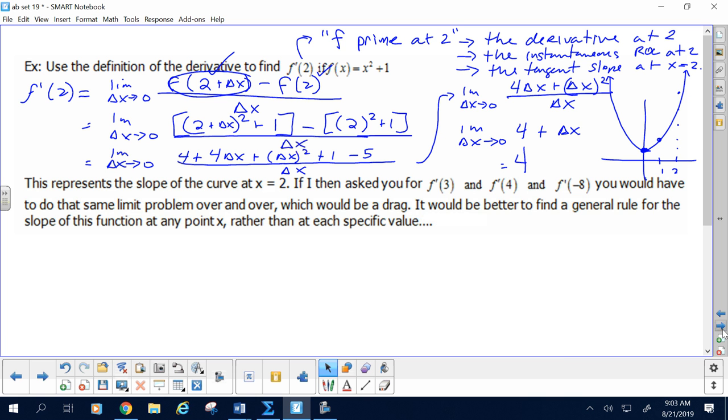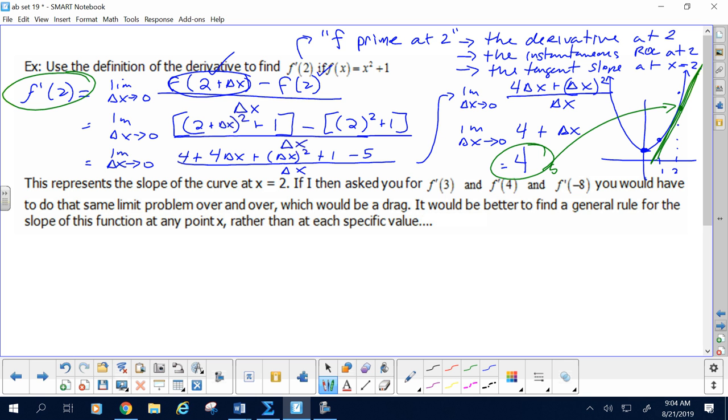When I found f prime at 2 equals 4, that means if I tried to draw a tangent line at x equal 2, the slope of the tangent line is 4. Or the rate at which it's changing at that microsecond is 4 units y for every 1 unit x. That's how fast Usain Bolt is going at that second. Are you down? Are you with me?